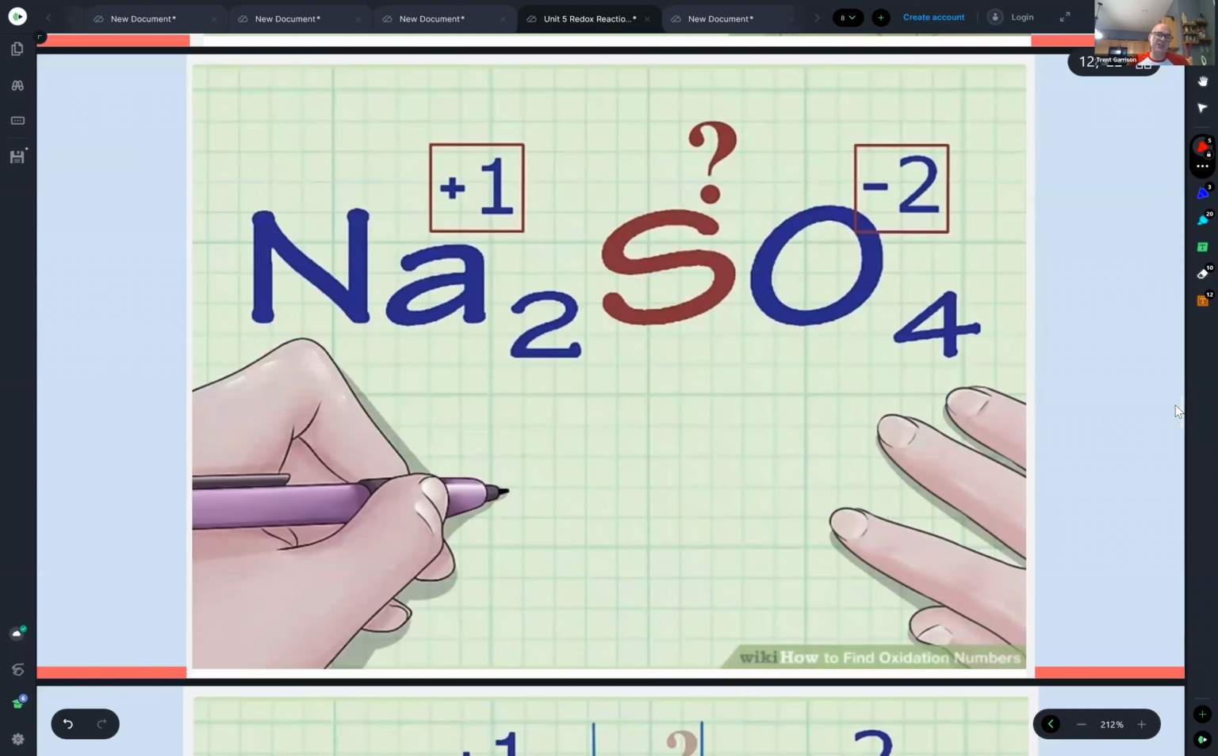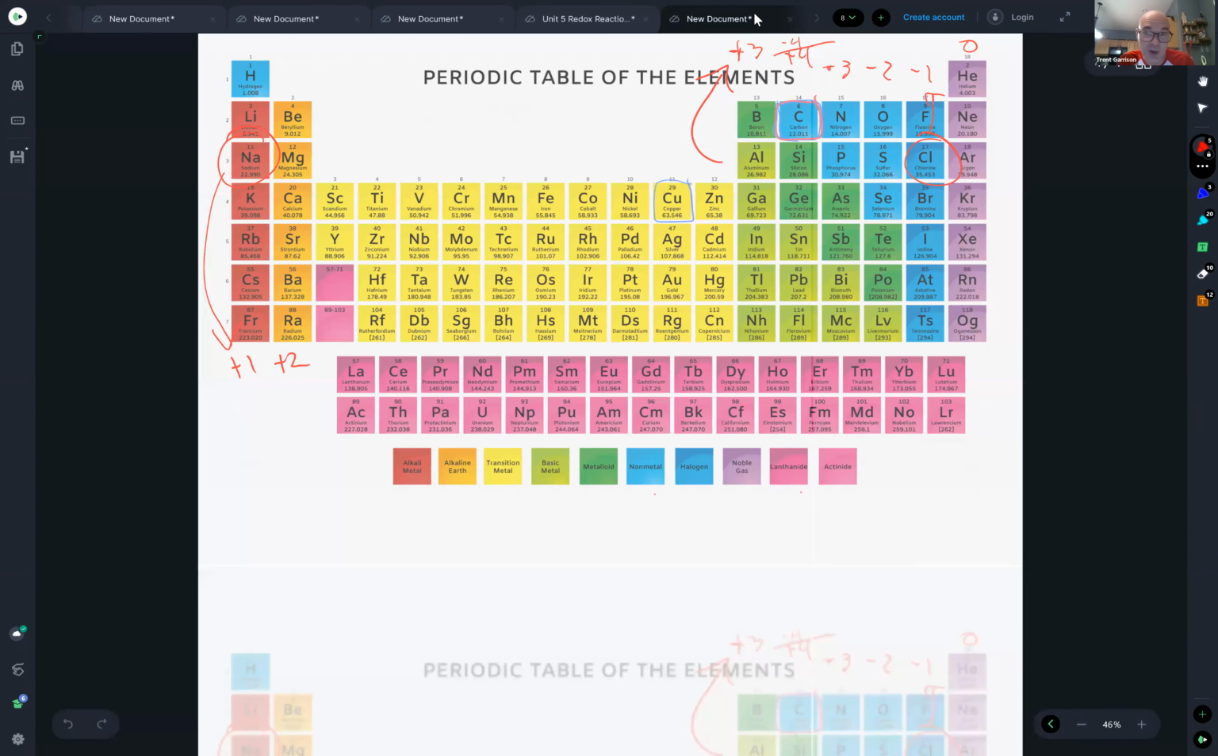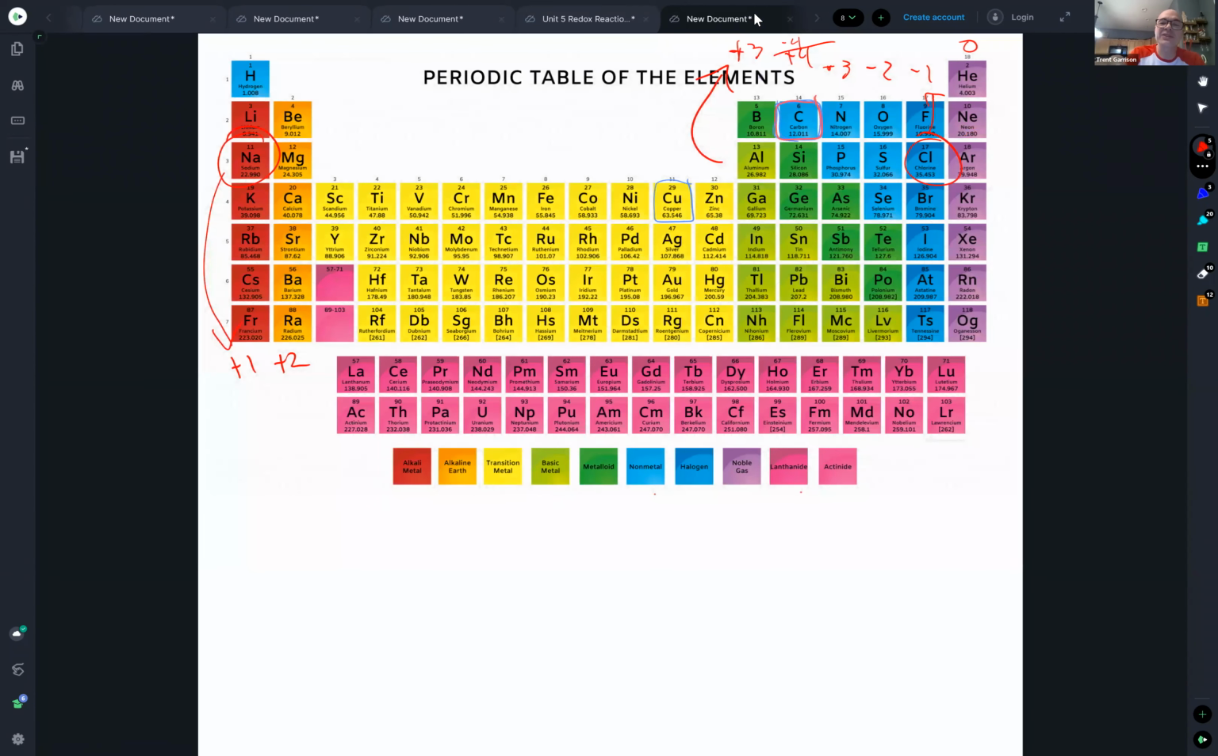Now, what's the charge of this sulfur? And this is where it gets more complex. You're saying, oh, let's just look on the periodic table. That's not going to work anymore. This is where you have to start calculating. This is where things start to break down and become more complex.